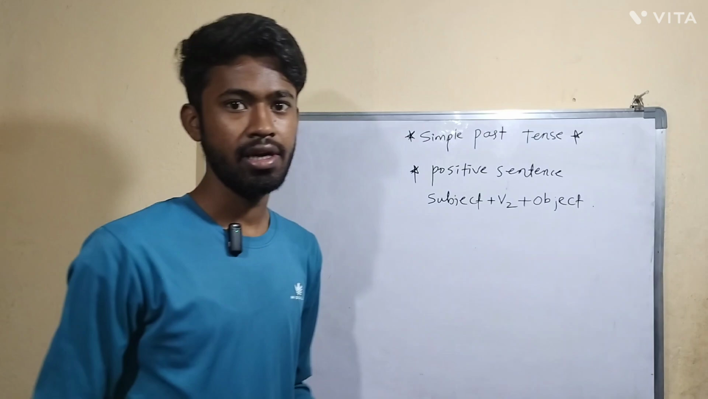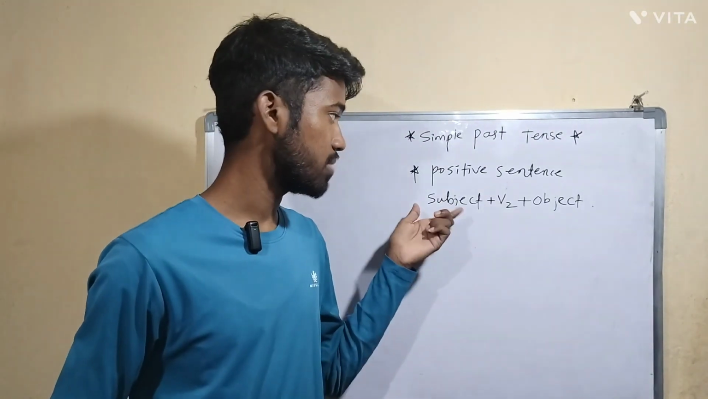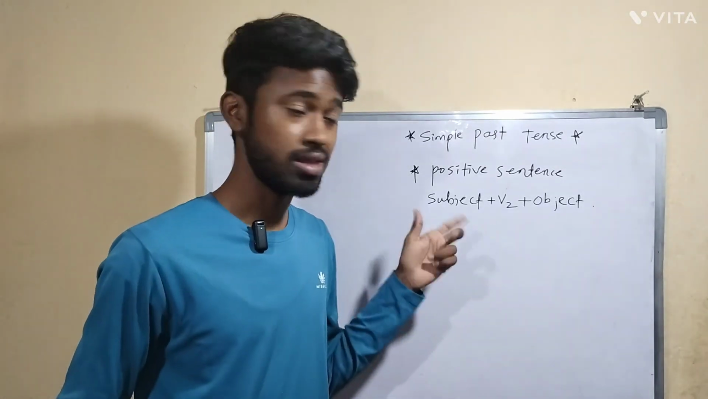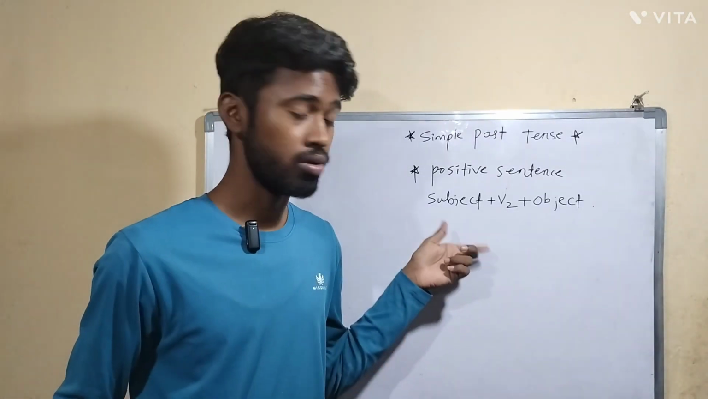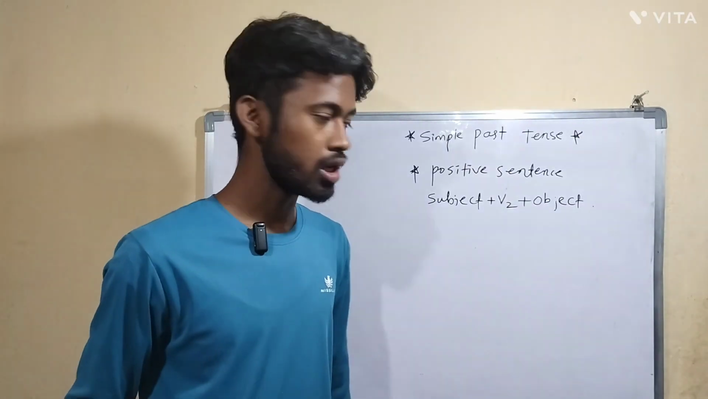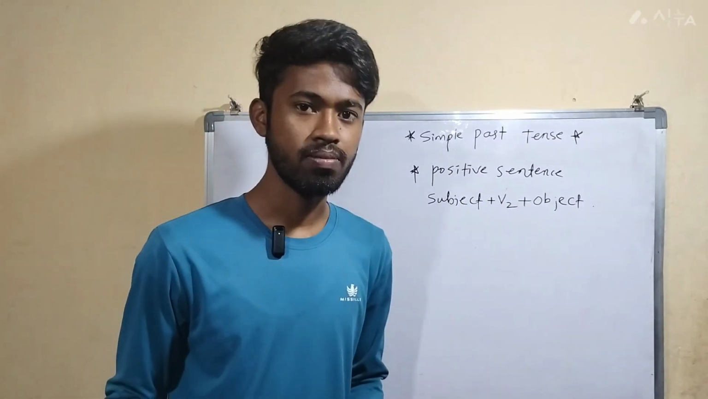It is quite simple, right? Only three things are there. First, subject. We already know what subject means: the person or thing which performs the action. It can be a noun or pronoun. After that, the second form of verb, and in the last, object. Here what you need to know is the second form of verb.